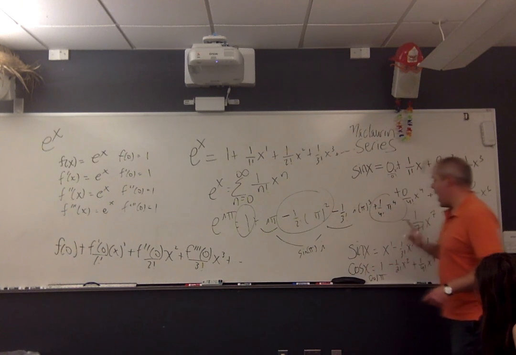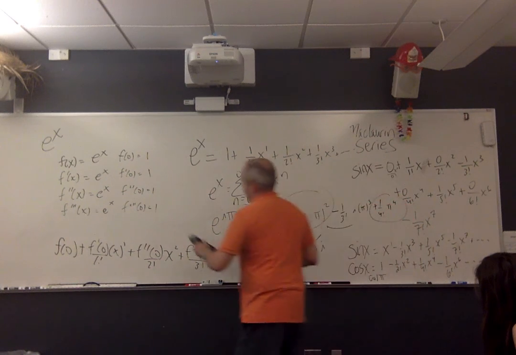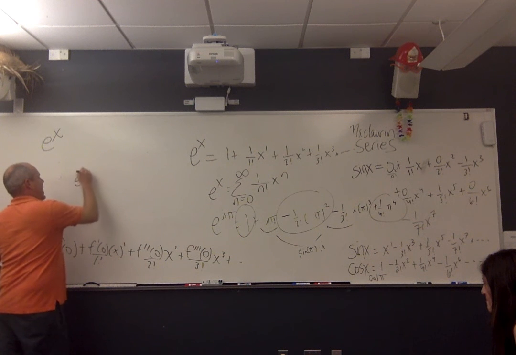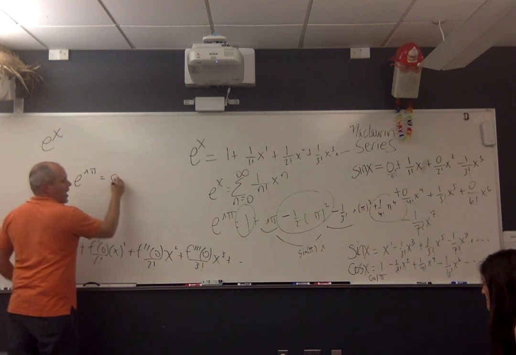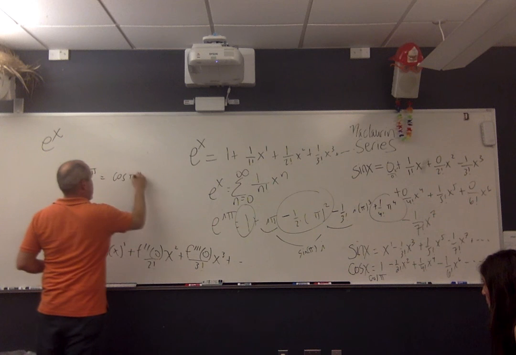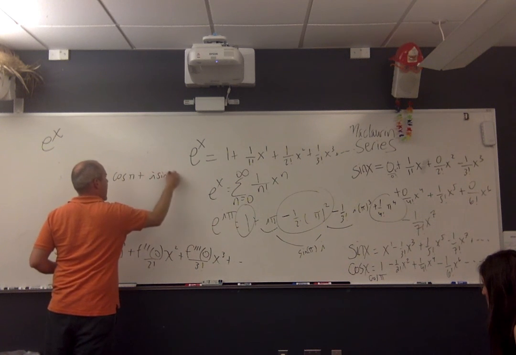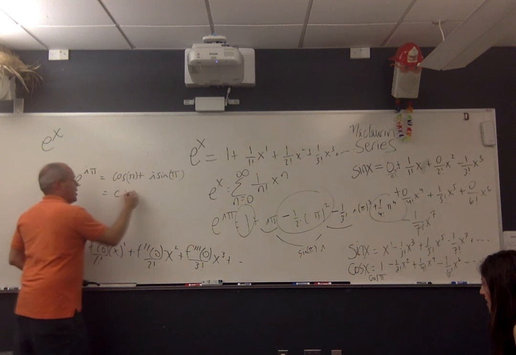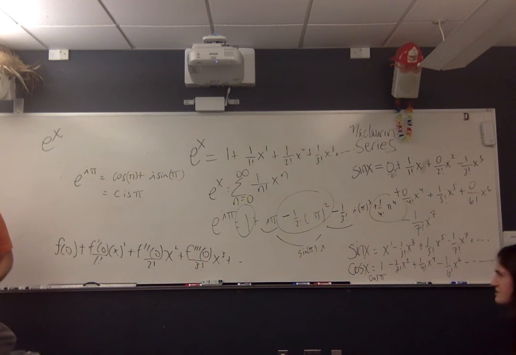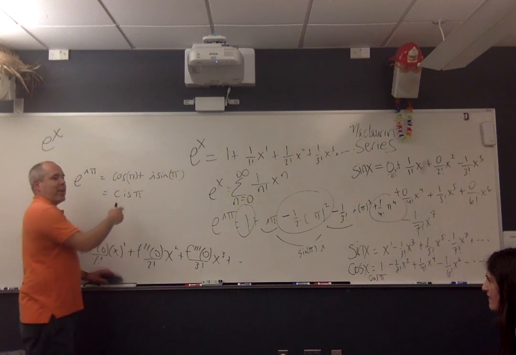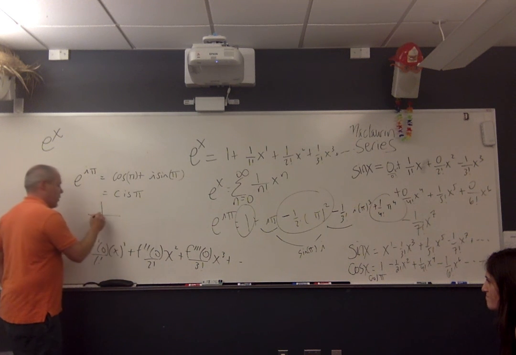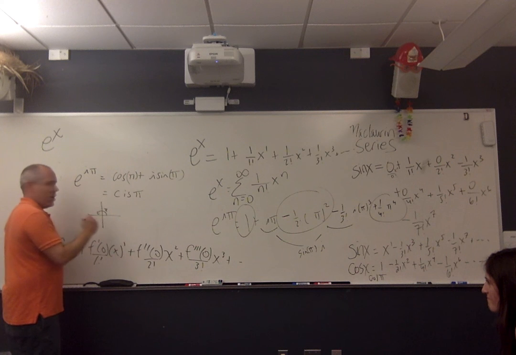And so what you end up with, and this is really fun, is that e to the i pi is equal to cosine pi plus i sine pi. And that is cis pi. Do you remember cis from last year? Cosine plus i sine. That is the imaginary number in polar form, in the pi direction.